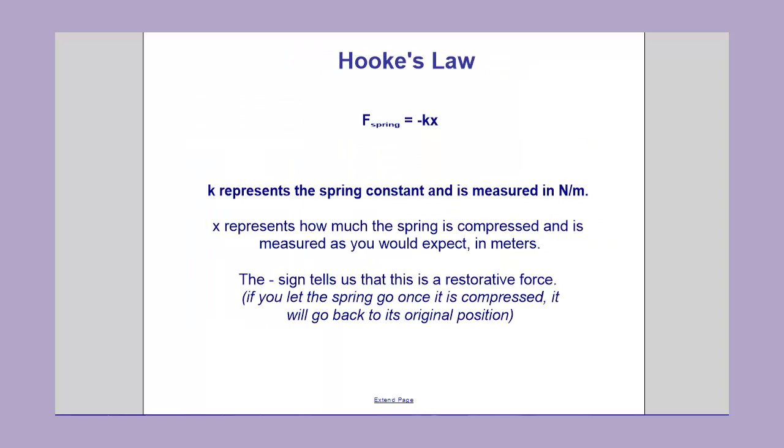So, k represents the spring constant. Depending on the spring, that's a special number that goes with that spring, and it's measured in newtons per meter. x represents how much the spring is compressed, so that's the distance the spring gets pushed in, and it would be measured in meters, just like x is always measured. The negative sign just tells us that it's restorative. So if you put it in when it's compressed, it pops out to the same position it originally was. Think of a slinky.